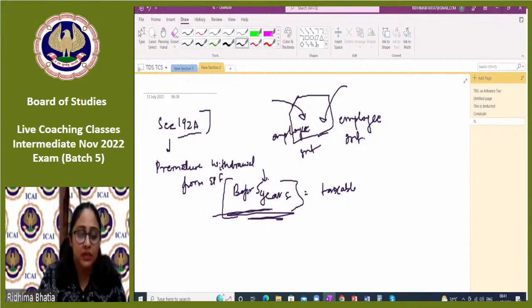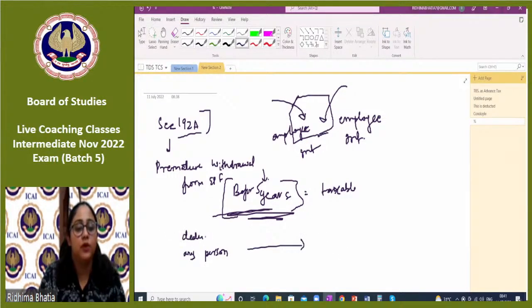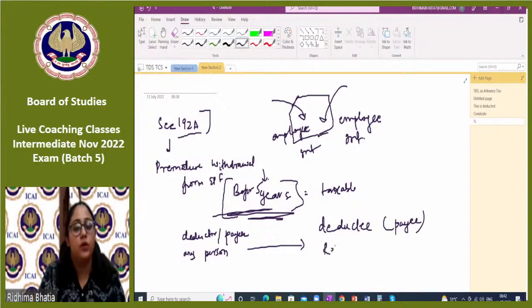Okay, who will deduct the TDS? Any person will deduct the TDS. Who is the deductor or the payer? Any person. Who is the deductee or the payee? The employee, who is withdrawing the amount, right? He may be resident or non-resident.